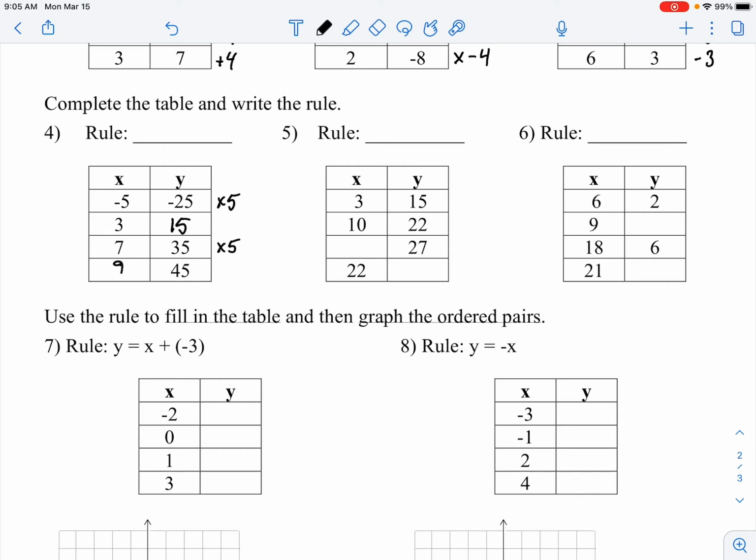So, to complete this table, 3 times 5 will be 15. And then what did I multiply times 5 to get to 45? Well, that's going to be 9. So our rule, we get to y by taking 5 times whatever our x value is.